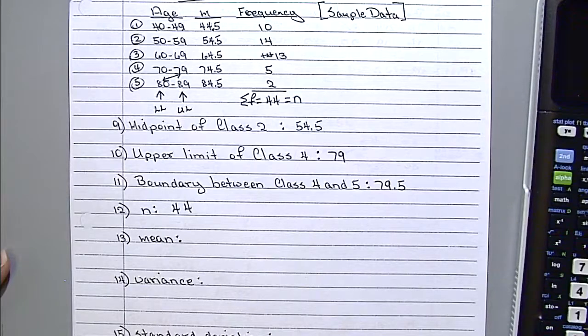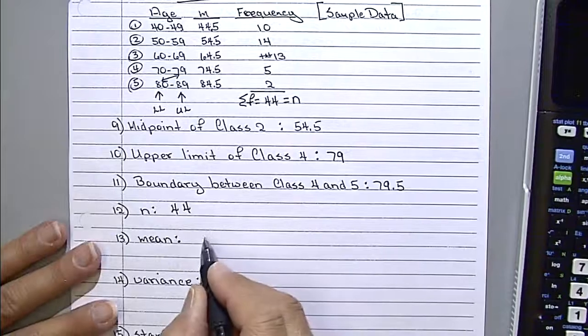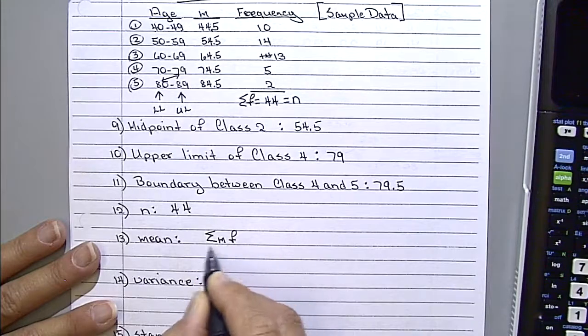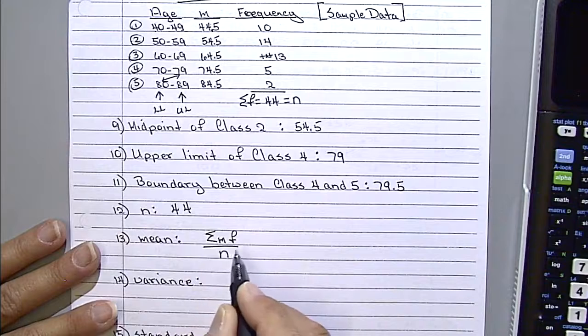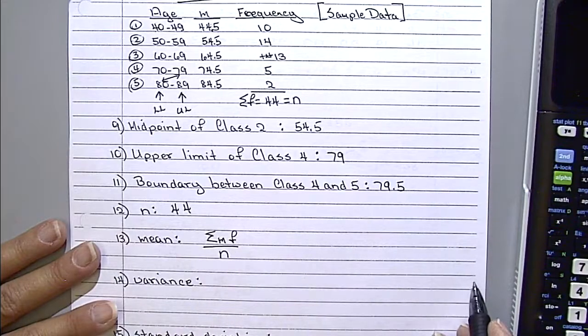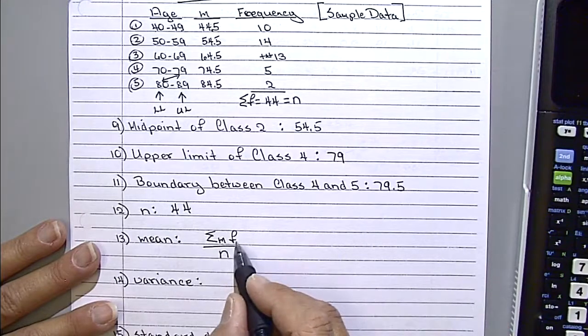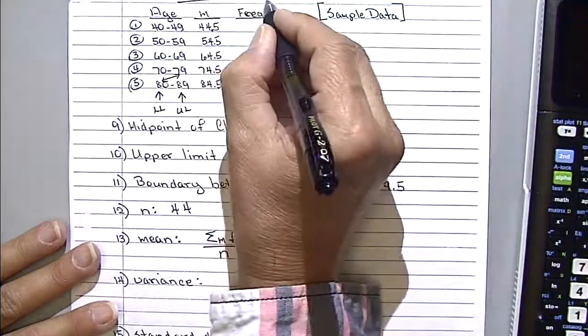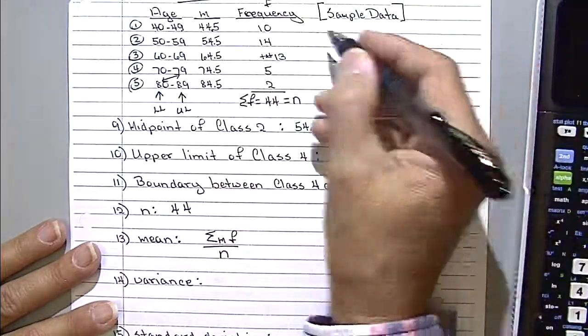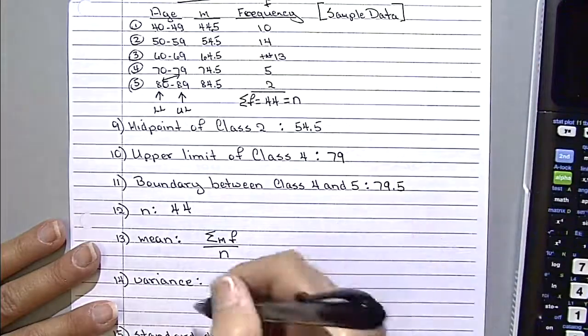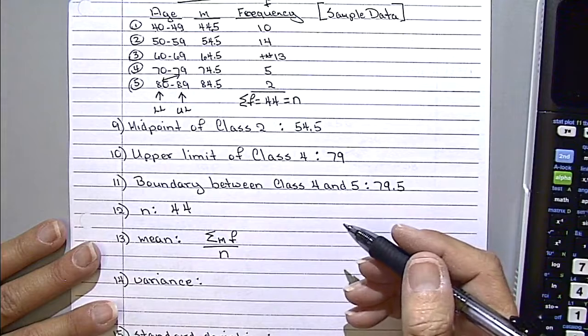Not as easy a question as it may seem, right? So what's the formula for the mean of grouped data? Sum of midpoint times frequency divided by the sum of all frequencies, n, right? That's my formula. You can find it in your formula sheet. Make sure you can. So what do I have to do? Well, I have to have m times f, don't I? M times f. And then I have to add them together, and then I have to divide by 44, right?